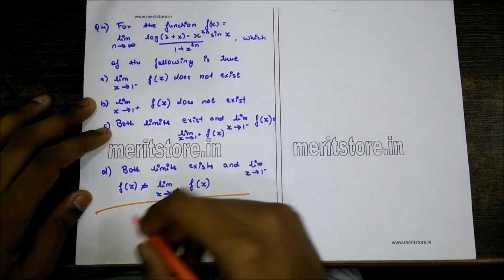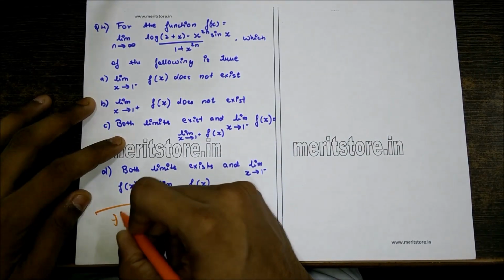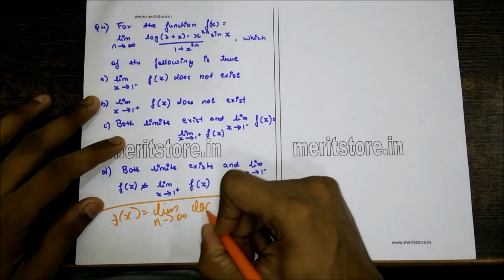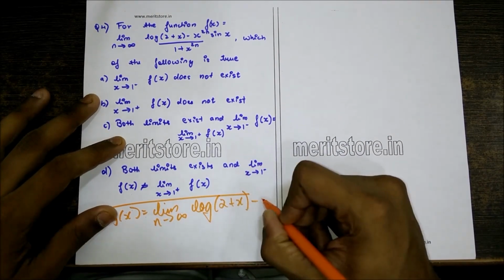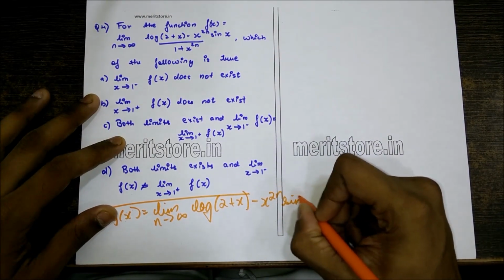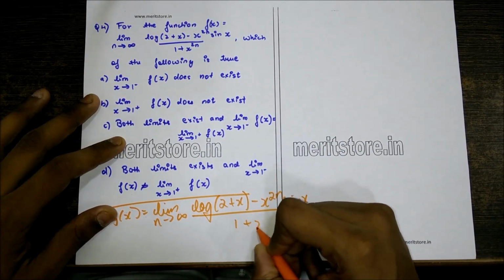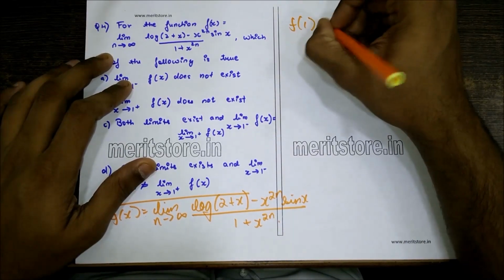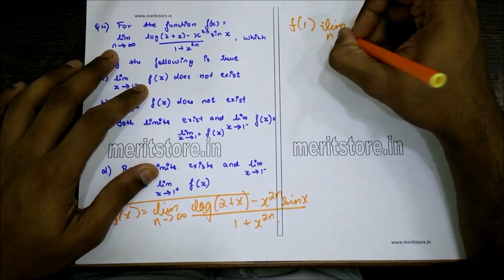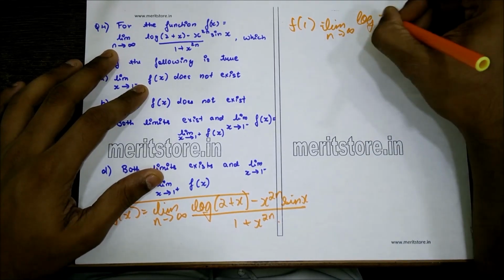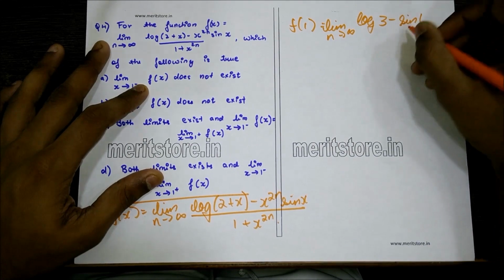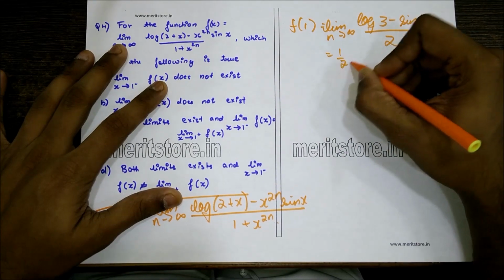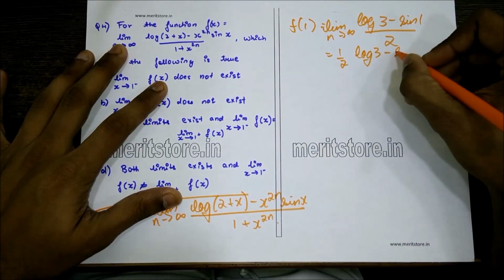So first we write f of x is equal to limit of n tends to infinity log of 2 plus x minus x raised to 2n sin x upon 1 plus x raised to 2n. Now from that we can write f of 1 is equal to limit of n tends to infinity log 3 minus sin 1 upon 2, which is equal to 1 by 2 log of 3 minus sin 1.